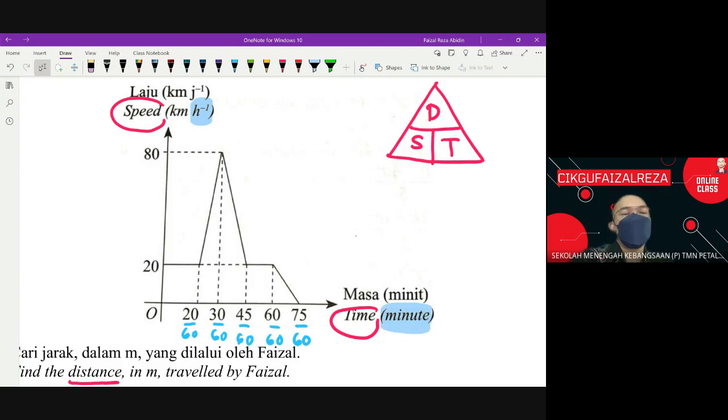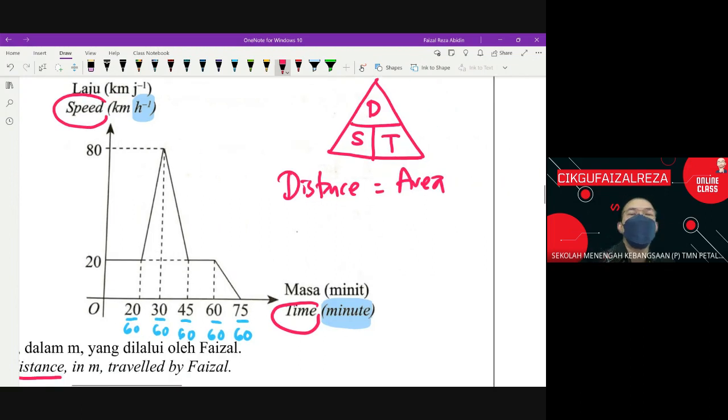Okay, now what is the relationship we have with our speed time graph here? To find the distance, actually, you are going to find the area under the graph. This one, how do you get? To find the area.